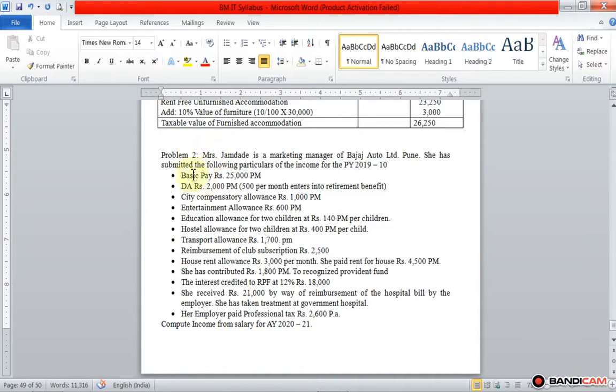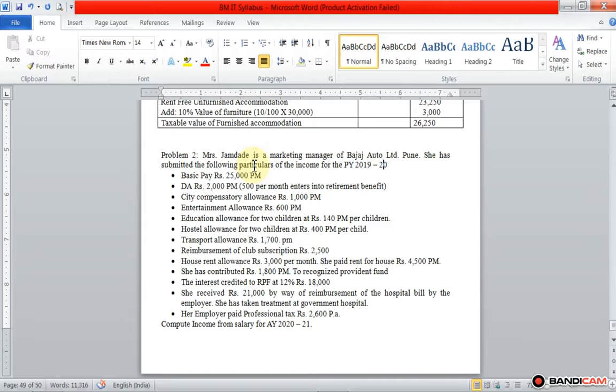Okay, so here is problem number two. Mrs. Jamdade is a marketing manager of Bajaj Auto Limited, Pune. She has submitted the following particulars of income for the previous year 2019-2020. She works in Bajaj Auto Limited, Pune, and she furnishes the information of her income for previous year 2019-20.